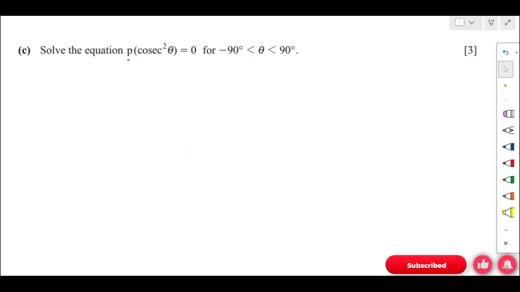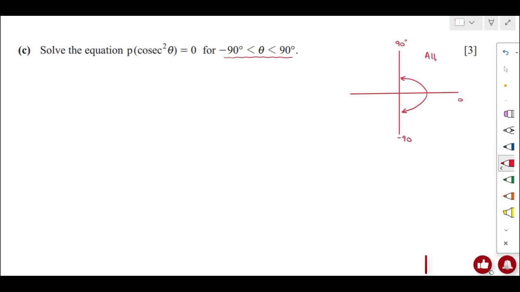Now for part C, solve the equation cosecant square theta equals 0 for theta between minus 90 and plus 90 degrees. Okay. Minus 90 to plus 90 is basically, we can say this is 0 and this is 90 degrees. When you move anti-clockwise, you have 0 to 90, and when you move clockwise, you have 0 to minus 90. In the first quadrant, all trigonometric ratios are positive. In the fourth quadrant, only cos is positive.